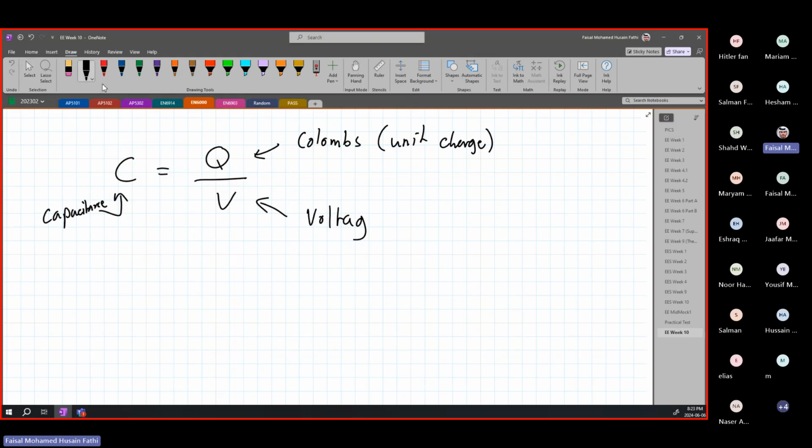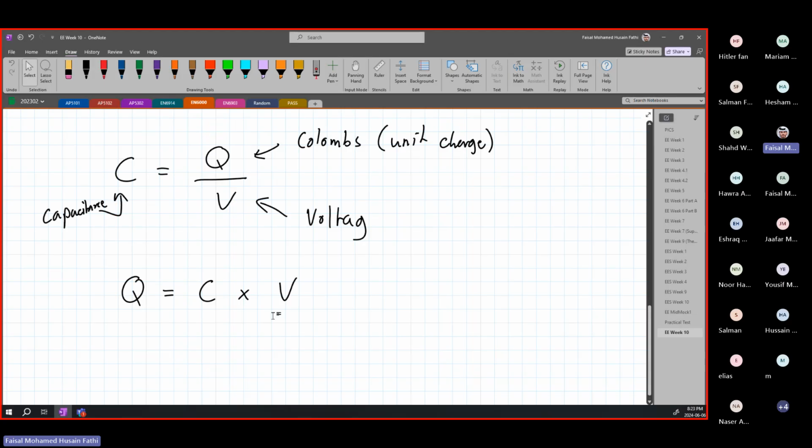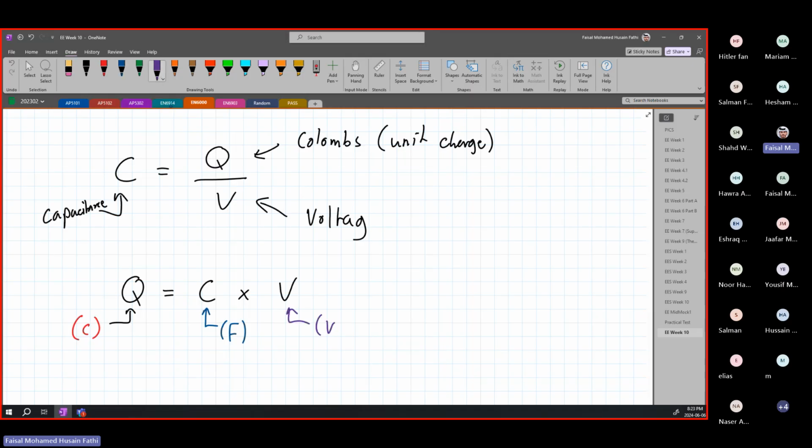So if you rearrange this, you can say that Q is equal to your capacitance times your voltage, and this is very, very similar to the V equals IR equation, just in theory. It is the same idea because you will be utilizing it in almost the same way when it comes to capacitors. Q, like I said, is in coulombs. The capacitance is in a unit known as farads. And voltage, you all know, is in volts.